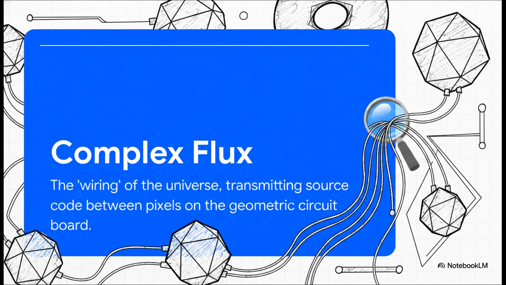And how does that source code get from one pixel to the next? It travels through something the theory calls complex flux. Just think of this as the wiring of the universe. These are the data cables that connect all those icosahedron pixels on our torus circuit board, and they carry the geometric instructions that literally build our reality.